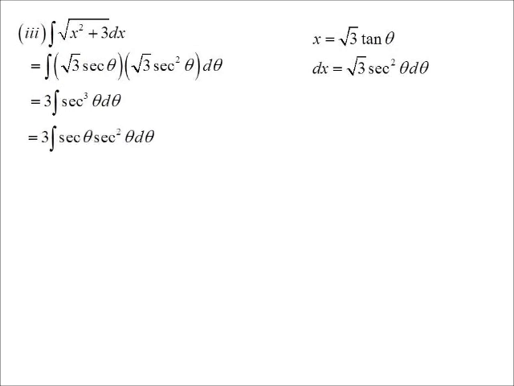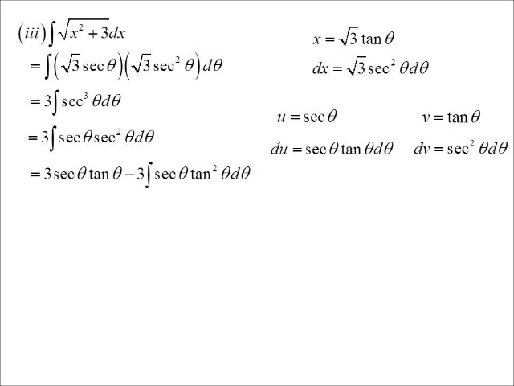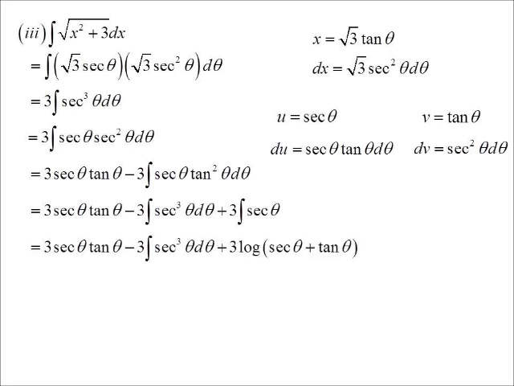So okay, I'm going to split it up. Sec with sec squared. My u will be sec, so du is sec tan. dv is sec squared, so v is tan. I've got 3 lots of uv, sec theta tan theta, minus 3 times the integral of v du, so 3 times the integral of sec theta tan squared theta. Well, I'll change the tan squared theta into sec squared theta minus 1. I've also broken it up into 2 integrals at the same time. And the integral of sec is log of sec plus tan.